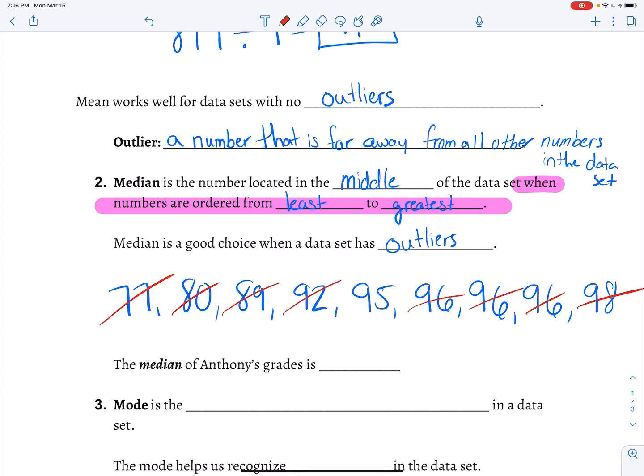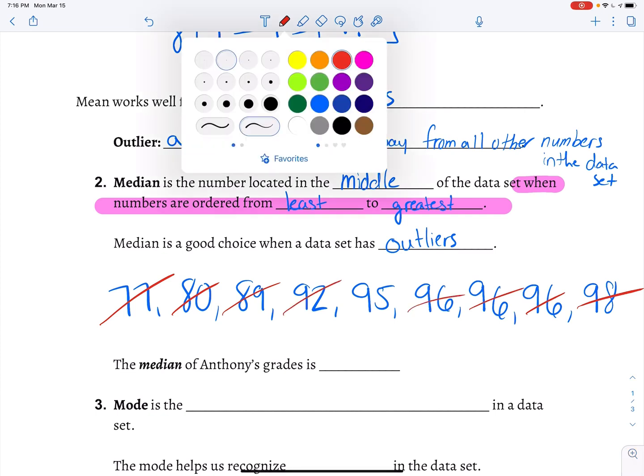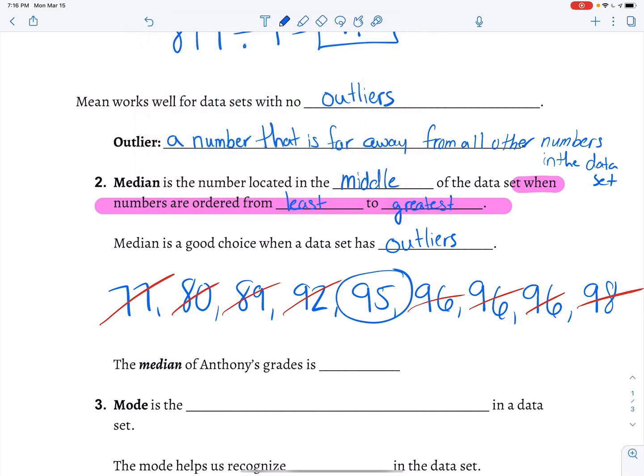This one worked out well for us. That was kind of nice that our median ended up being just one number in the middle. Remember, if there are two numbers left in the center, you add them together and divide by 2. If there's one number left in the center, you just use that number. So the median of Anthony's grades would be 95.